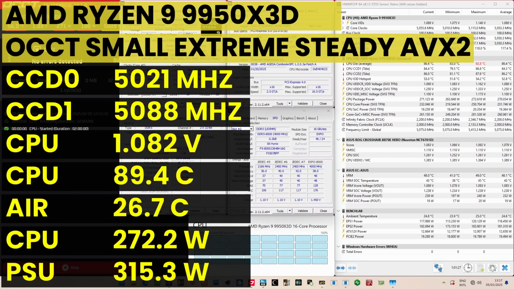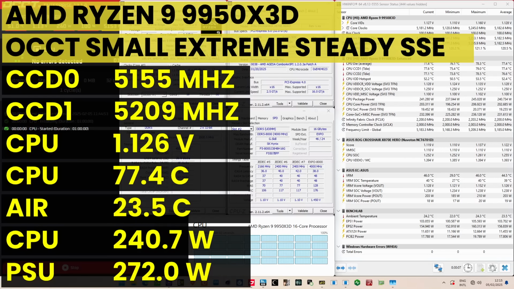When running the OCCT CPU AVX2 stability test, the average CPU CCD0 effective clock is 5021 MHz, and CCD1 effective clock is 5088 MHz with 1.082 volts. The average CPU temperature is 89.44 degrees Celsius. The average CPU package power is 272.2 watts.